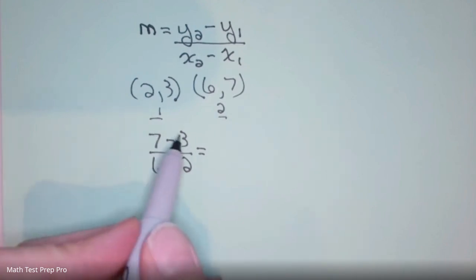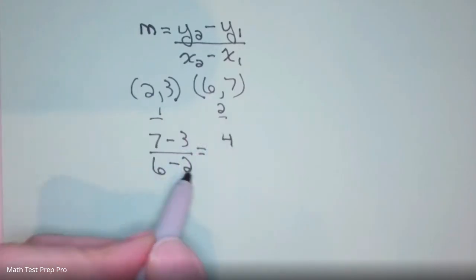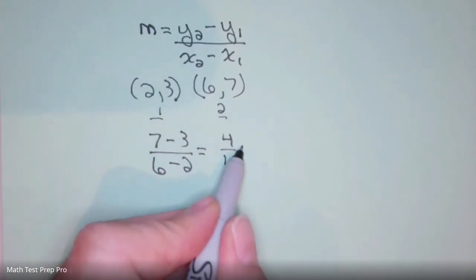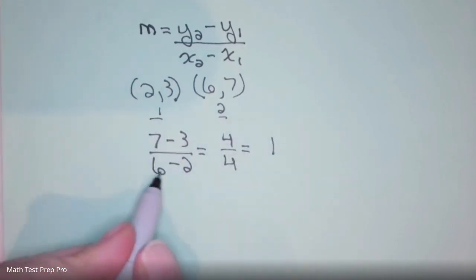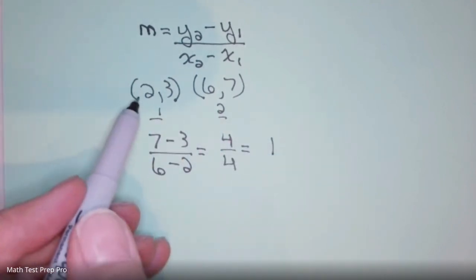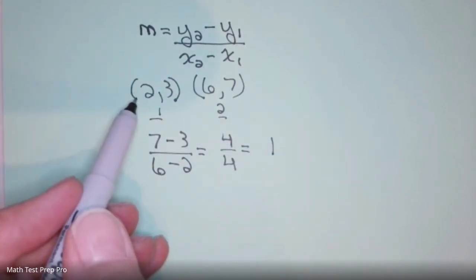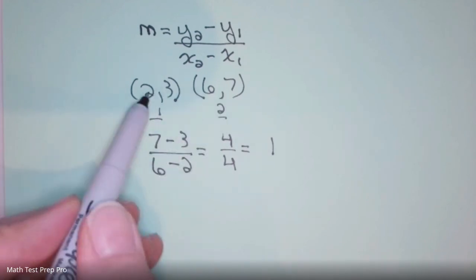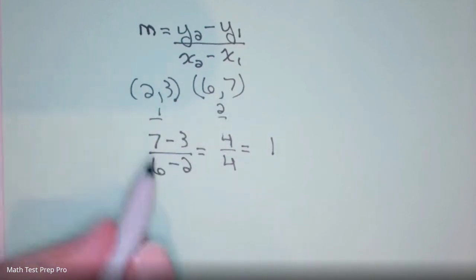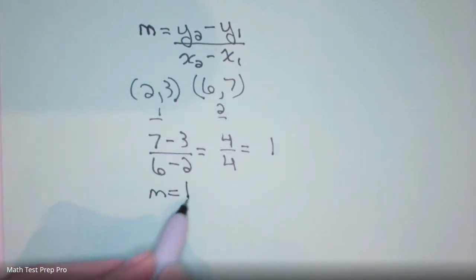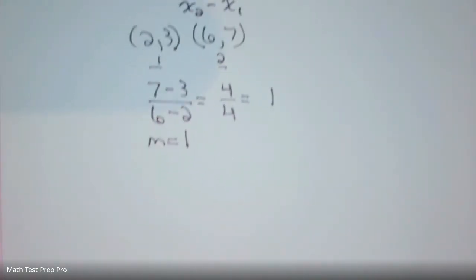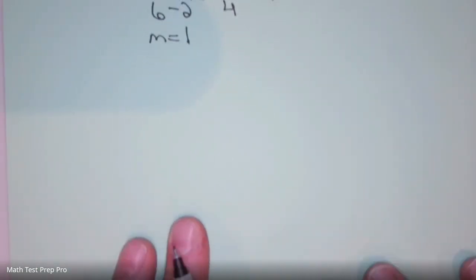So 7 minus 3 is 4. 6 minus 2 is also 4. 4 divided by 4 is 1. So the slope of the line that goes through these 2 points, 2, 3 and 6, 7, is going to be 1. So m equals 1. So let's work through a few more.